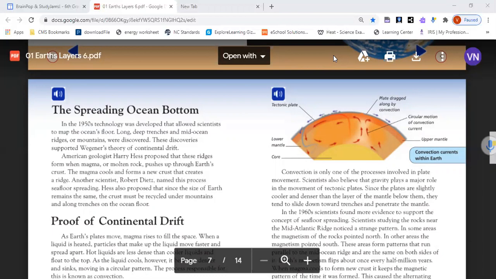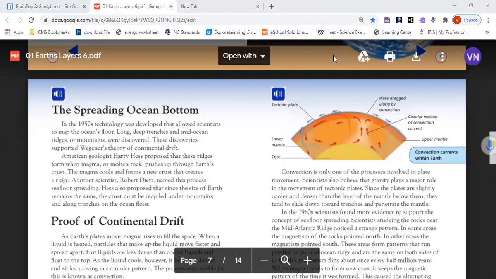American geologist Harry Hess proposed that these ridges form when magma, or molten rock, pushes up through Earth's crust. So when magma pushes up through the Earth's crust is when you find the ridges. The magma cools and forms a new crust that creates a ridge. Another scientist, Robert Dietz, named this process seafloor spreading.